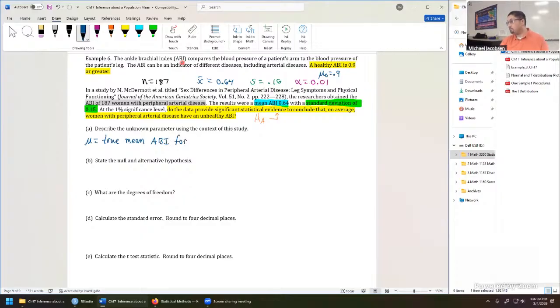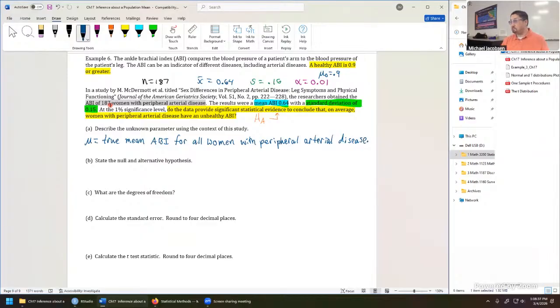For all, when we say for all, we're trying to indicate the population now. But what we know for sure is the sample of 187 individuals comes from the population. So when they describe the sample here, we just turn the 187 into for all. We have the population. We'll just say for all women with peripheral arterial disease.